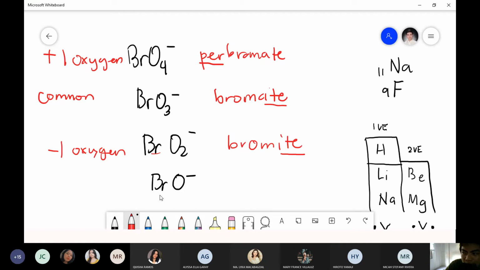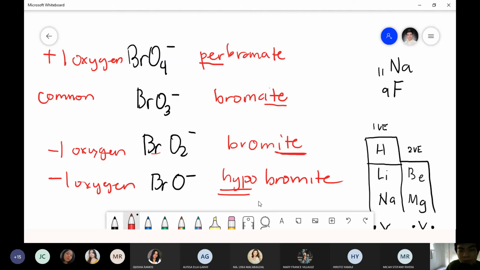What will be the name of this one? What do you think? You may answer in the chat box. What will be the name of this thing here? What's the name of the BRO minus ion? Hypobromite. Yes, you're correct. Hypobromite. So from ite, since you remove another oxygen, you just need to affix the hypo prefix.